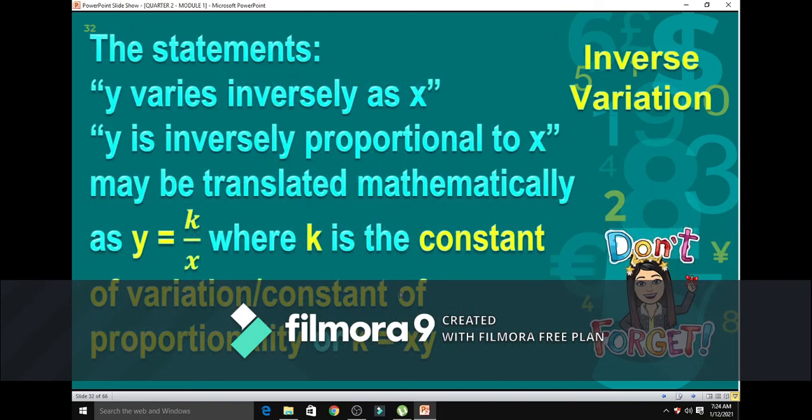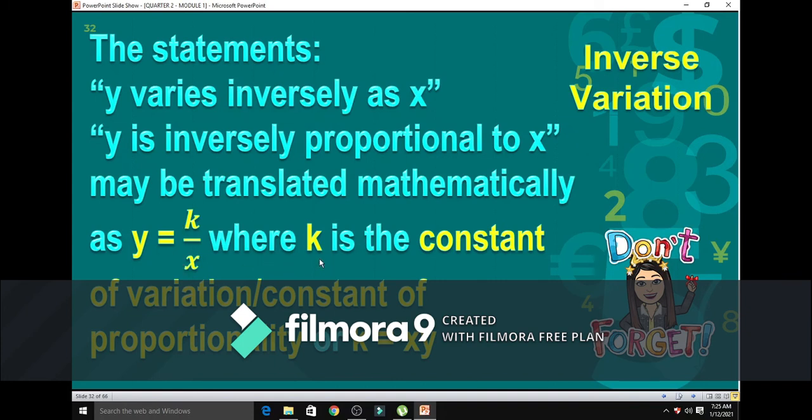So, anong statement naman yung mababasa natin para masabi natin that the statement is an inverse variation? Pwedeng y varies inversely as x or y is inversely proportional to x. So, pwede natin siyang gawin nga. Katulad kanina, yung equation niyan, kung anong yung unang variable na binanggit, so y yung nasa left side ng equation. Yung pangalawang variable na binanggit, nasa right side of the equation, pero nasa ilalim or nasa denominator ng k. So, ang equation natin ay y is equal to k over x.